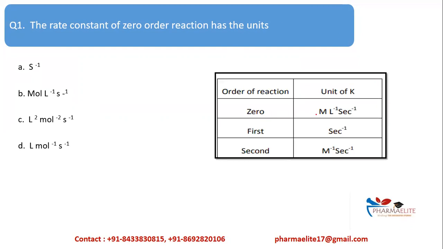For zero order, it is mole liter inverse second inverse. For first order, it is second inverse. And for second order, it is liter mole inverse second inverse. Remember, the L is not printed here. So the correct answer in this case is mole liter inverse second inverse, because we are asked for zero order. So the option B.